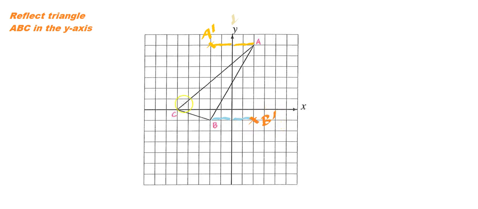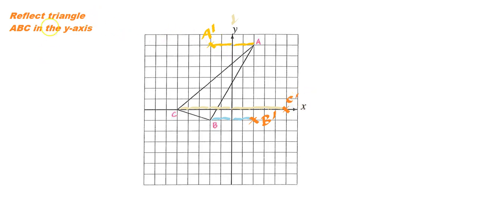And the final one, of course, is C, which is over here. I just count how many steps it takes to get to the y-axis. So 1, 2, 3, 4, 5, and repeat it on the other side of the y-axis. 1, 2, 3, 4, 5, and so now I know that C dash has to be here.